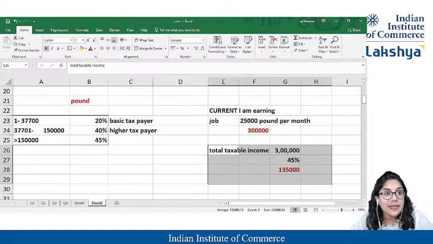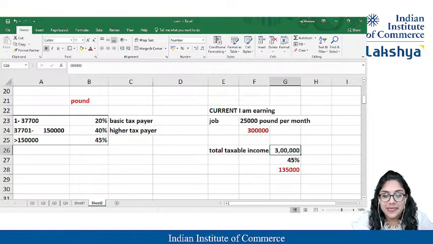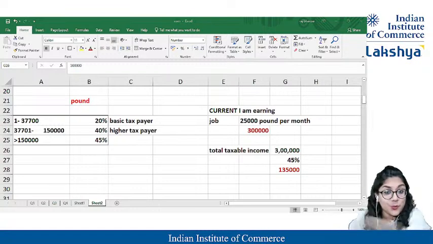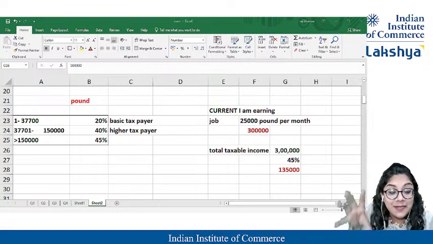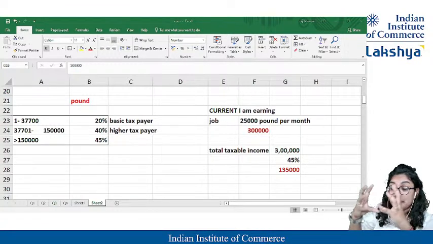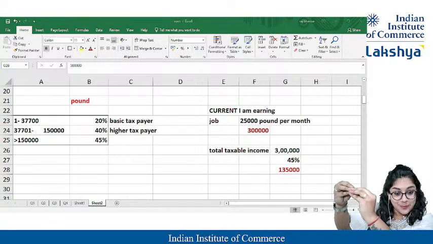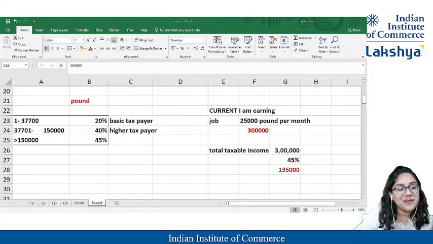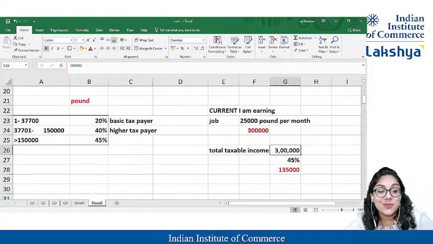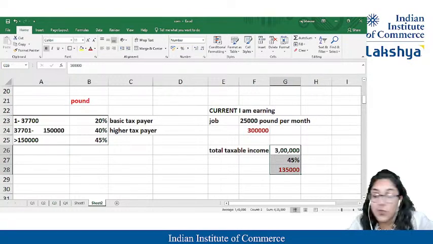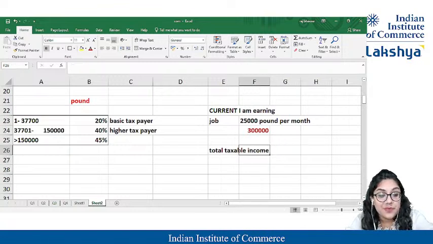It is wrong. Why? Do you think if I have earned 3 lakh, can I directly put 3 lakh? No, no, no, ma'am. It is a band. That means out of 3 lakhs, the initial 37,700 needs to pay tax at 20%. Beyond that and beyond that. That means, students, this is wrong. This is not perfect. I need to delete it. So now I will write my total taxable income is 3 lakhs.